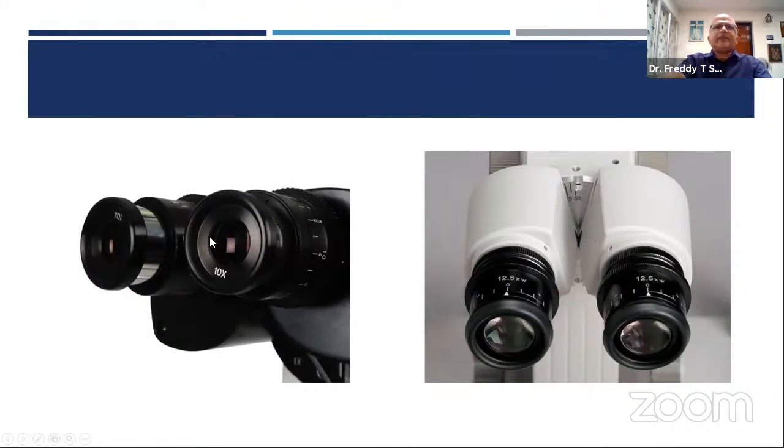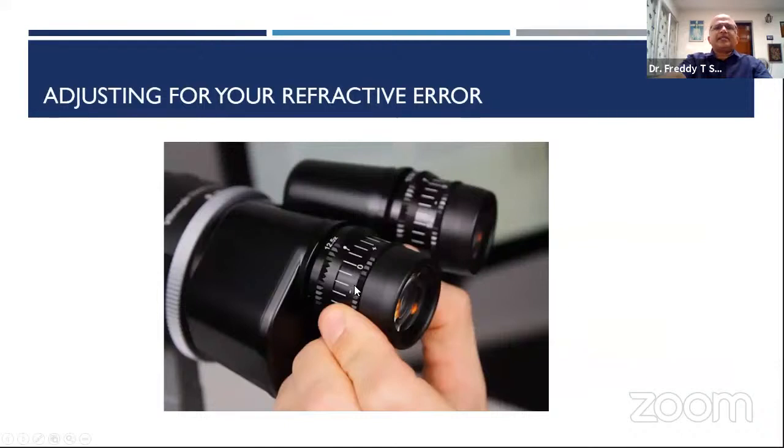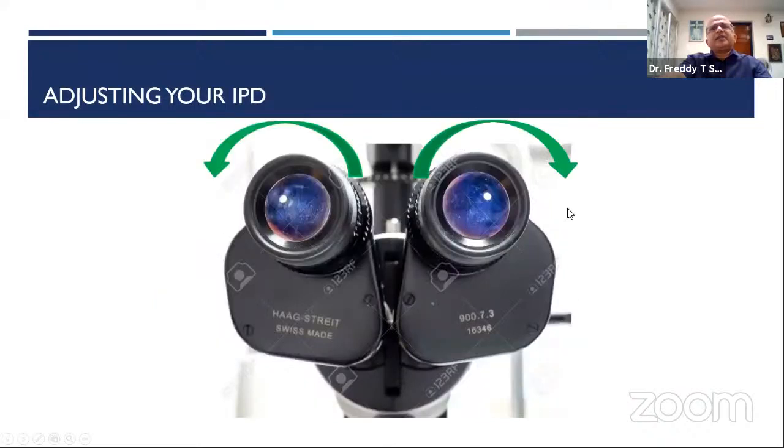Another way you can change the magnification of the slit lamp is by changing the eyepiece. Certain slit lamp manufacturers give you two sets of eyepieces, where you can change to either a 10x or 12x eyepiece and get more magnification. In the eyepieces, you can adjust according to your refractive error, either plus or minus, or if you're using glasses, you can leave it at 0. And you can adjust the IPD by just moving the eyepieces around.